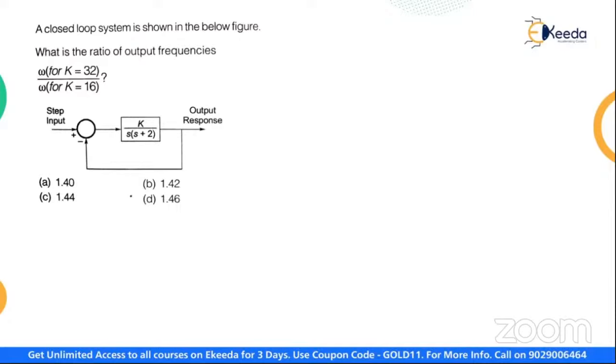What is the transfer function given? G of s equal to k upon s into s plus 2 is already given. This is the transfer function given. They are asking the ratio of output frequency for k equal to 32 and k equal to 16. What is the thing?